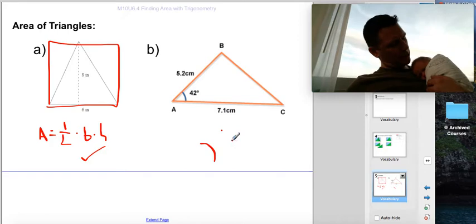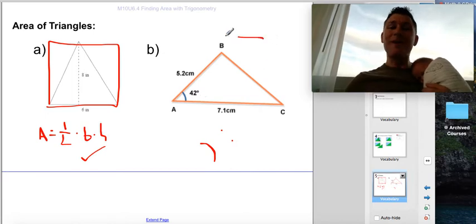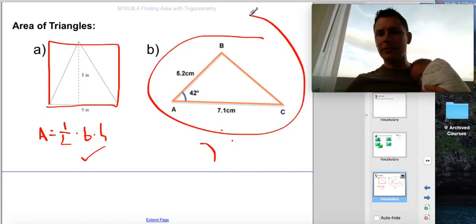Yeah? You want to give me a cry? Not crying about it, because we have trig on our side. And so what we're going to learn how to do is attack this using trigonometry.